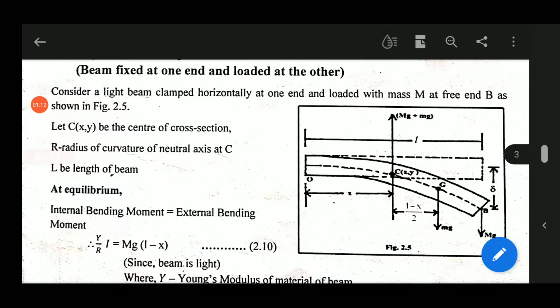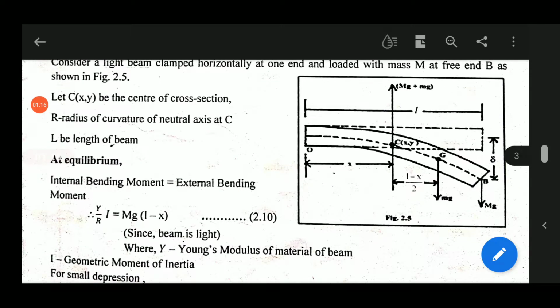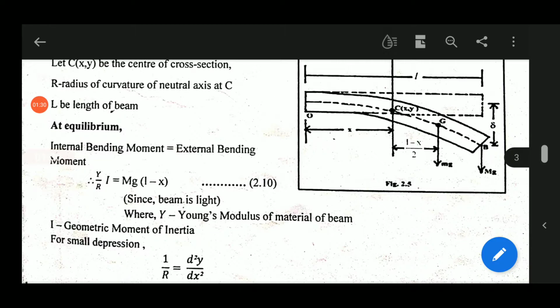At the equilibrium position, the internal bending moment is equal to the external bending moment. Therefore, we know that the internal bending moment is equal to Y upon R into I, and the external bending moment is mg into (L minus x). Since the beam is light, Y is the Young's modulus of the material of the beam, and I is the geometric moment of inertia.